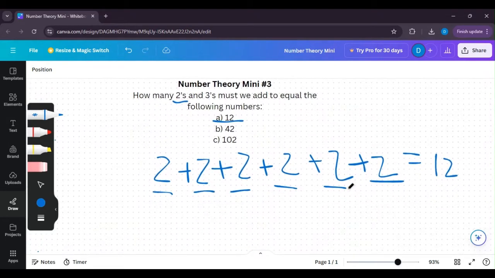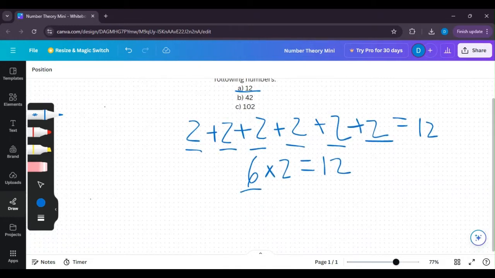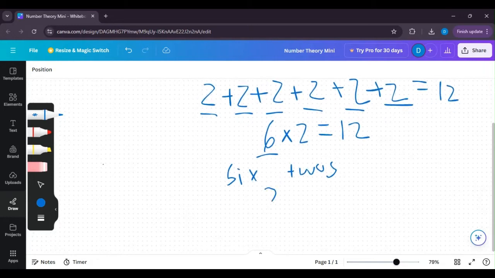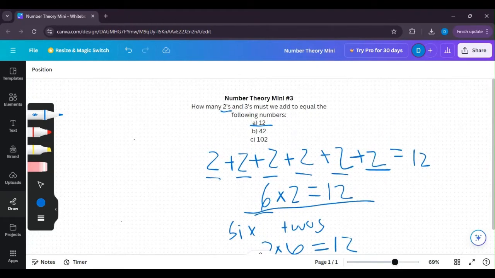And another way to write this is 6 times 2, which is multiplication, and is equal to 12. What this means is that there's 6 2's. Or another way to write it, 2 times 6, which is not 6 2's anymore, it would be 2 6's. And we can see that multiplication is simply repeated addition.